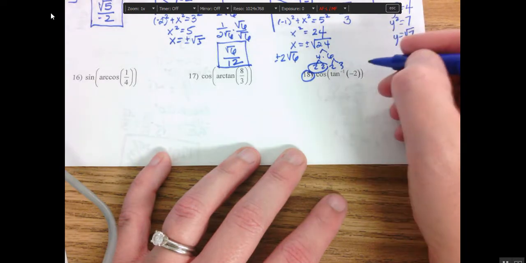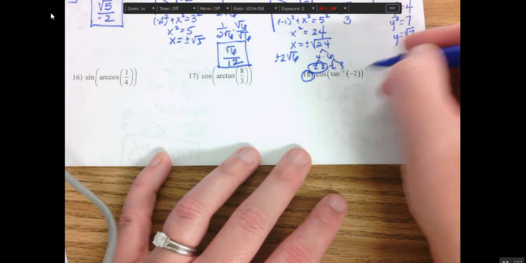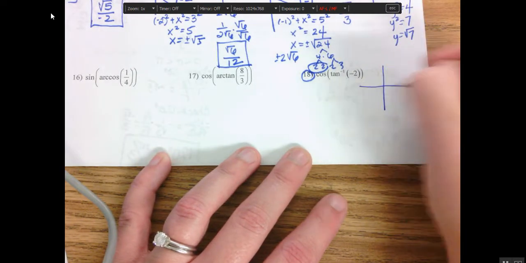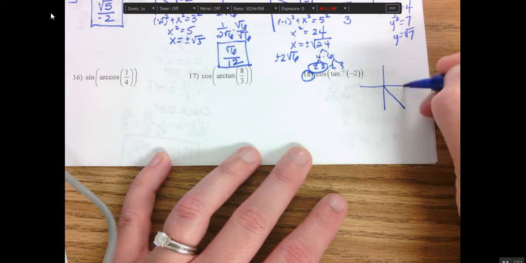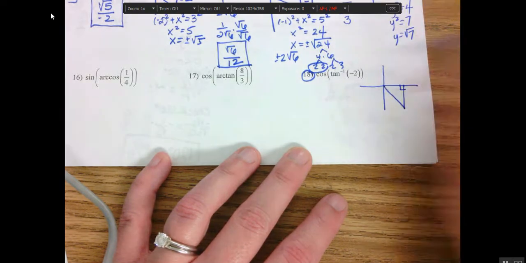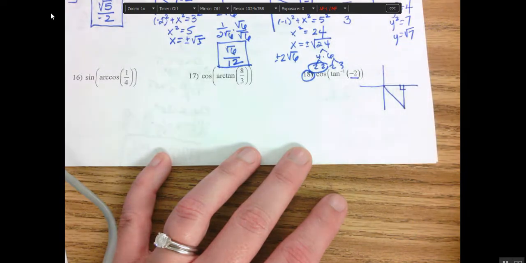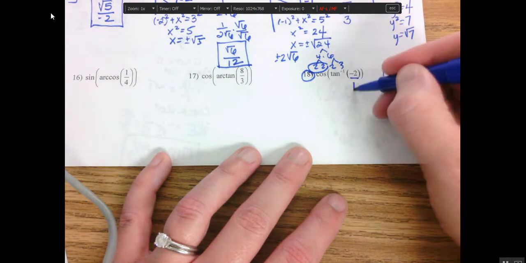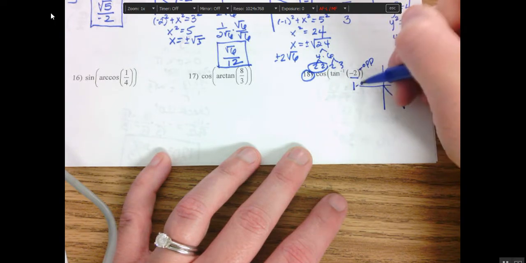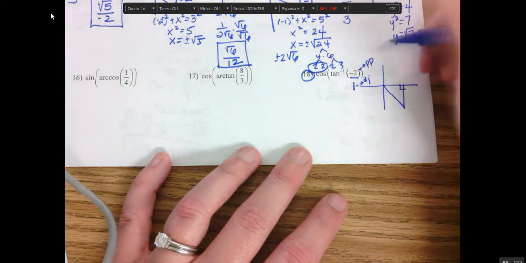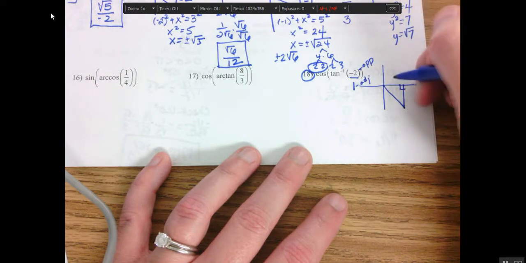So tangent is in first and fourth quadrant. So which quadrant would we put this one in? 4, thank you. I don't have a ratio, so I'm going to make it -2 over what? 1. So -2 is opposite, and 1 is adjacent. Or you could say -2 is y, and 1 is x.